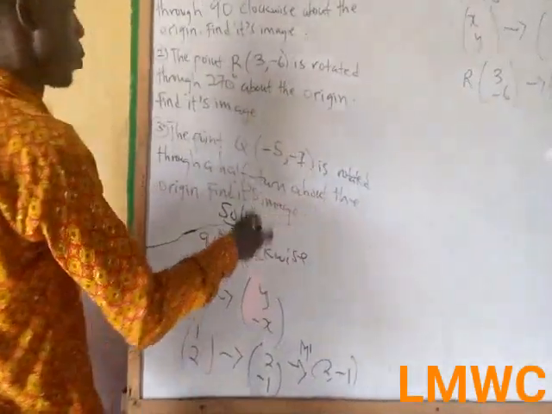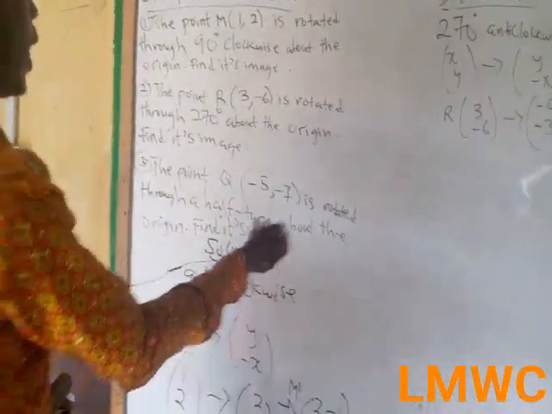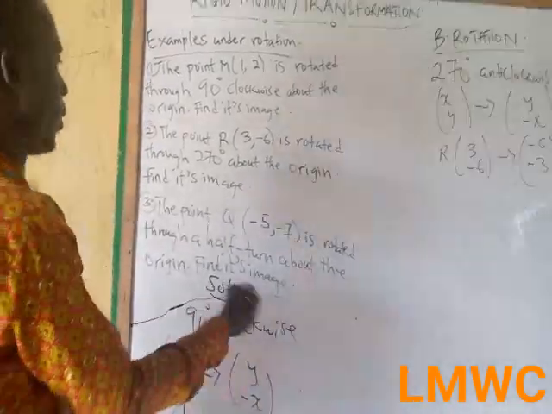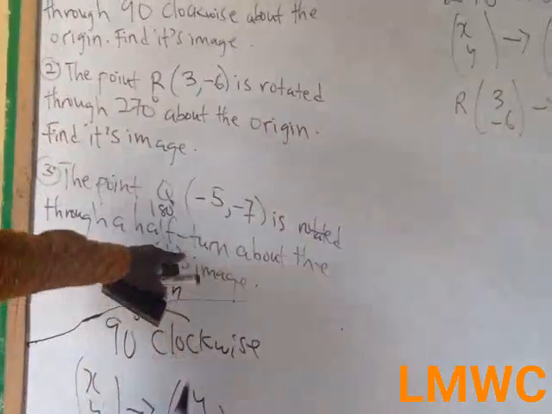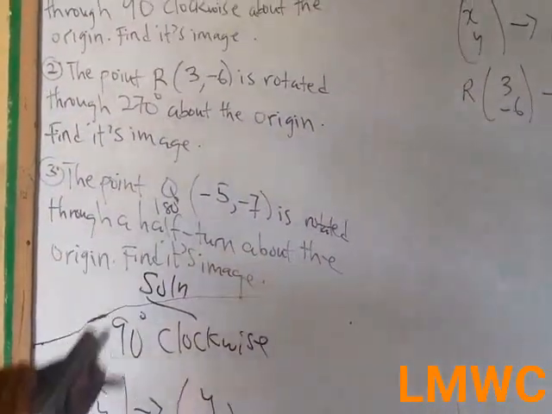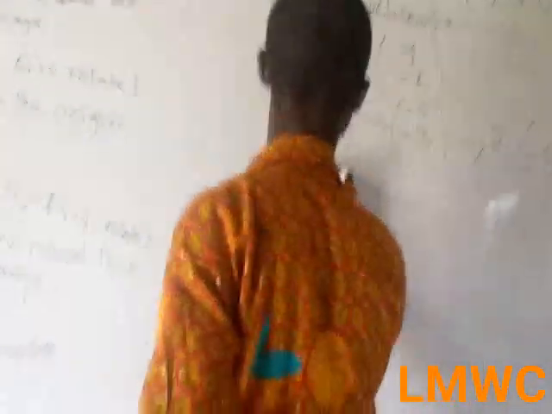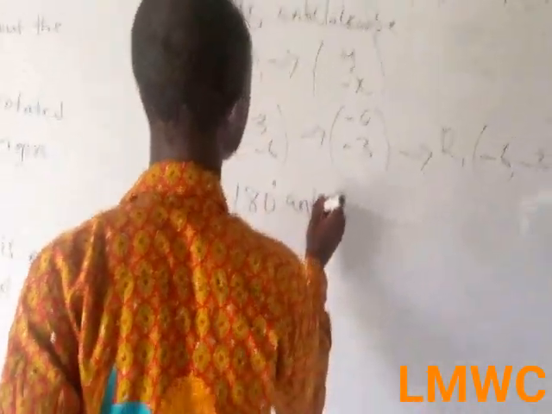The point Q(negative 5, negative 7) is rotated through a half turn about the origin. Find its image. This is the same as 180 degrees. And for this question too, they didn't give you the direction. So this means it's 180 degrees anti-clockwise.